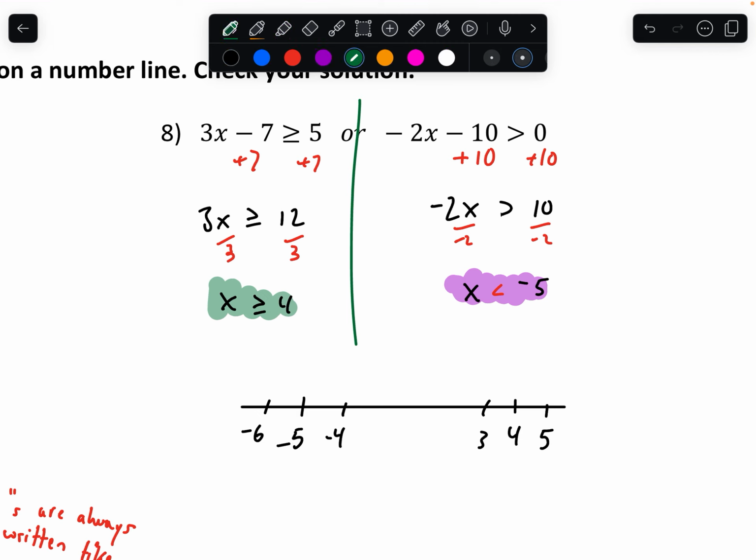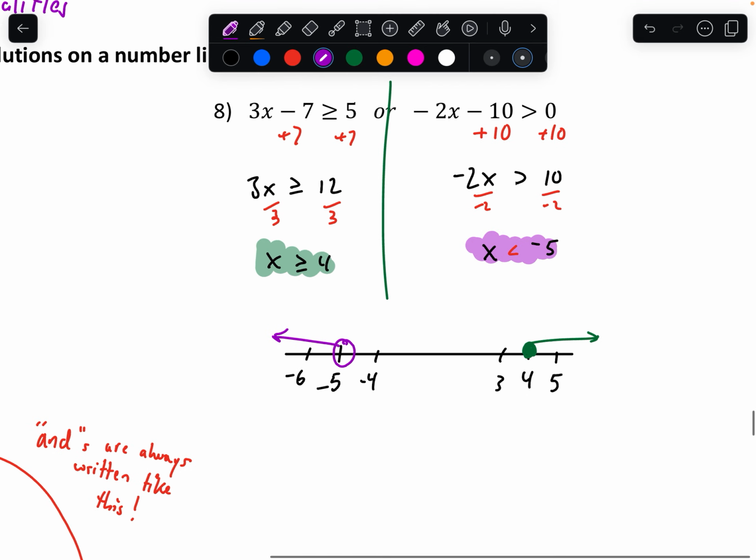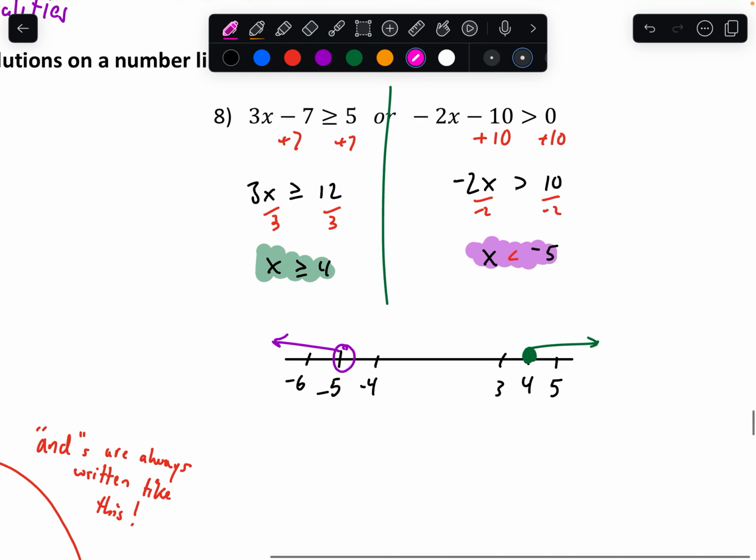So when I go to x is greater than or equal to 4, which would be a closed dot on 4, greater than 4, like 5 or 6 or 7, so it heads off that way. X is less than -5, so open circle on -5. X is less than that, so -6, -7, -8, so off that way. So this is the way ORs always look graphically.